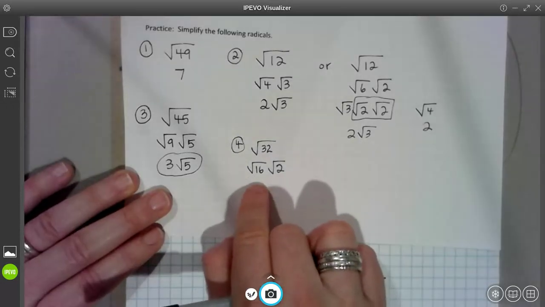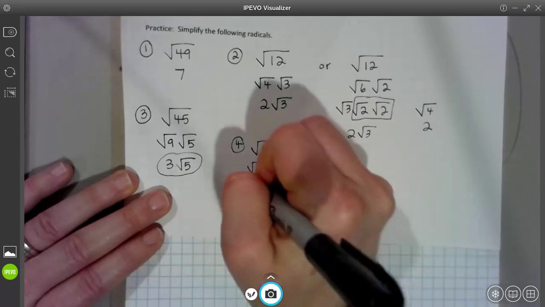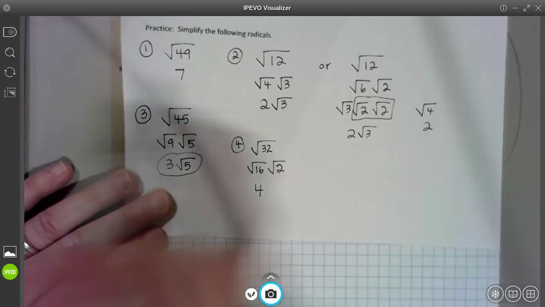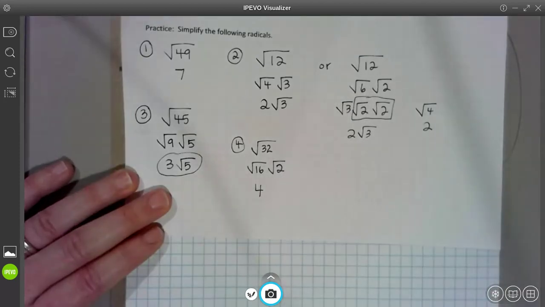What number did you square to get 16? 4. No more square root. Now, everybody wants to think the square root of 2 is 1. But guys, when you square root a number, you're not cutting it in half. You're literally saying what number can you times by itself 2 times to get 2.